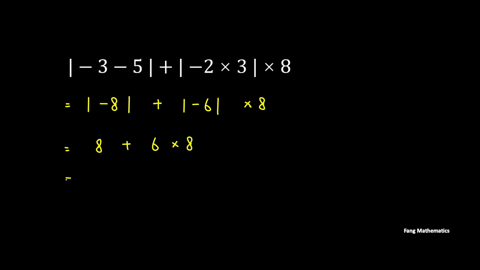Again, we have addition and multiplication. Use the BODMAS rule. We are to first perform the 6 times 8, the multiplication, that gives you 48. Bring the 8 and plus down and perform the addition, and ultimately you should get 56.